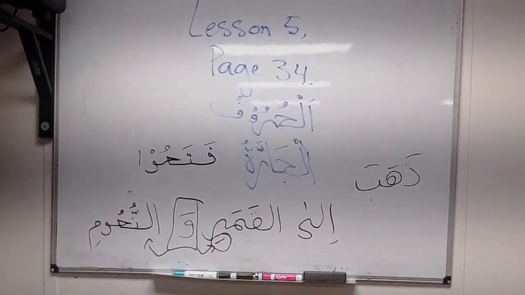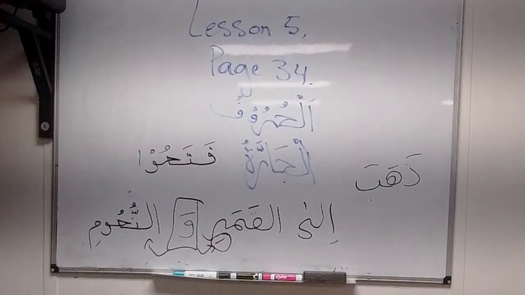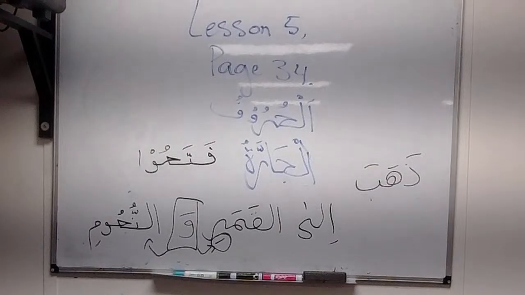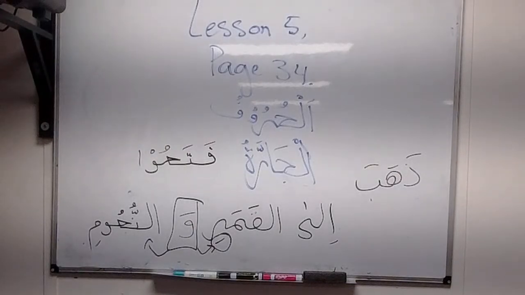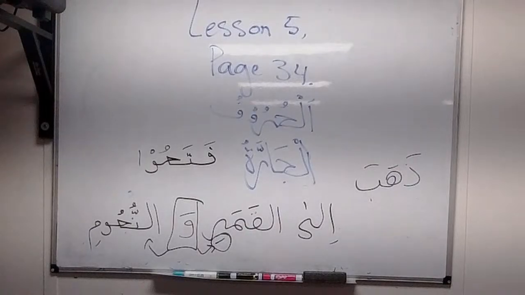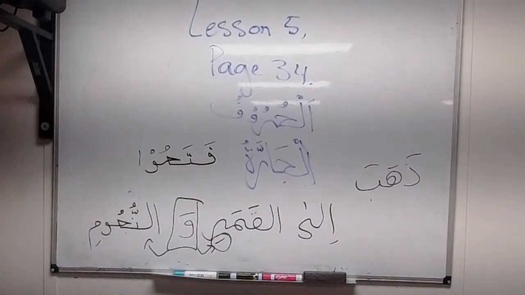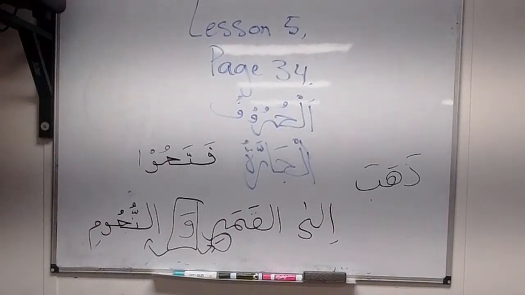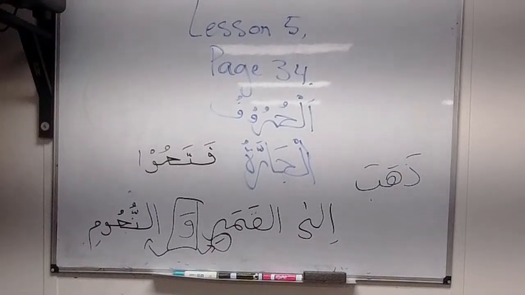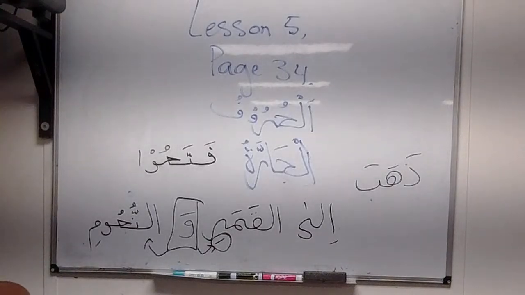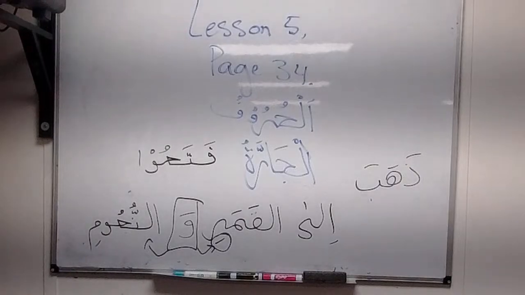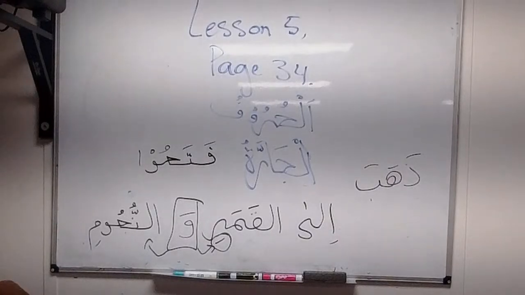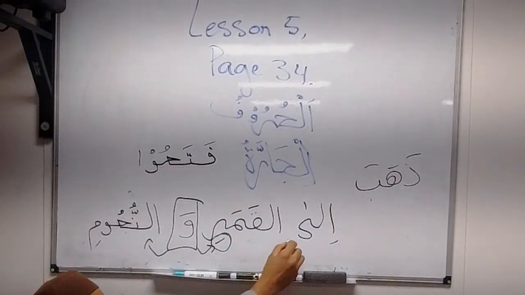So we went. How do we then answer the question of how do we say to the garden? What would we say for to here? Would it be li or ila? Ila, correct. So we went to would be dhahabna ila. And then how do we say the garden? It's in the word list. Hadiqa or bustan or jannah. Jannah's only meant for the heavenly garden. Al-hadiqa.